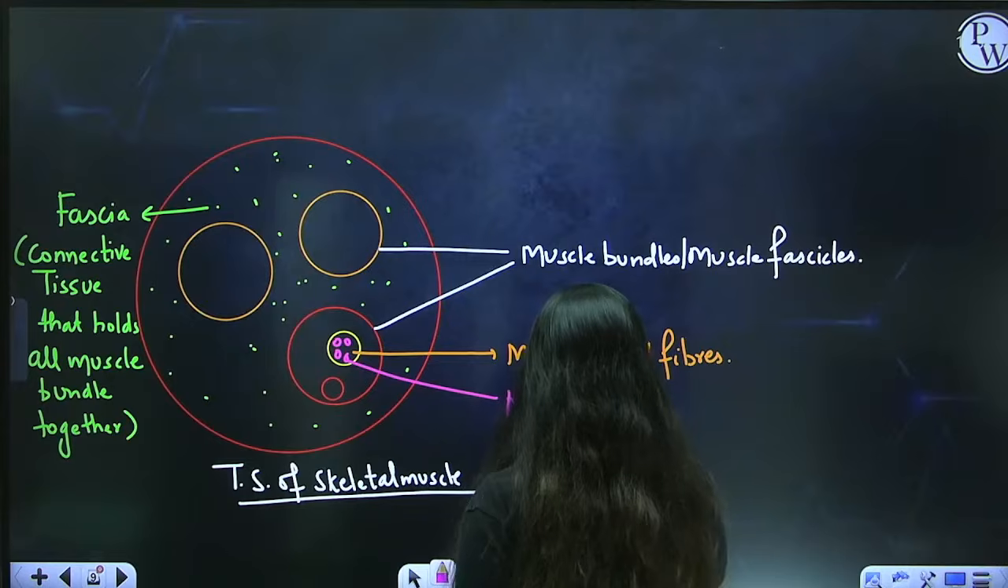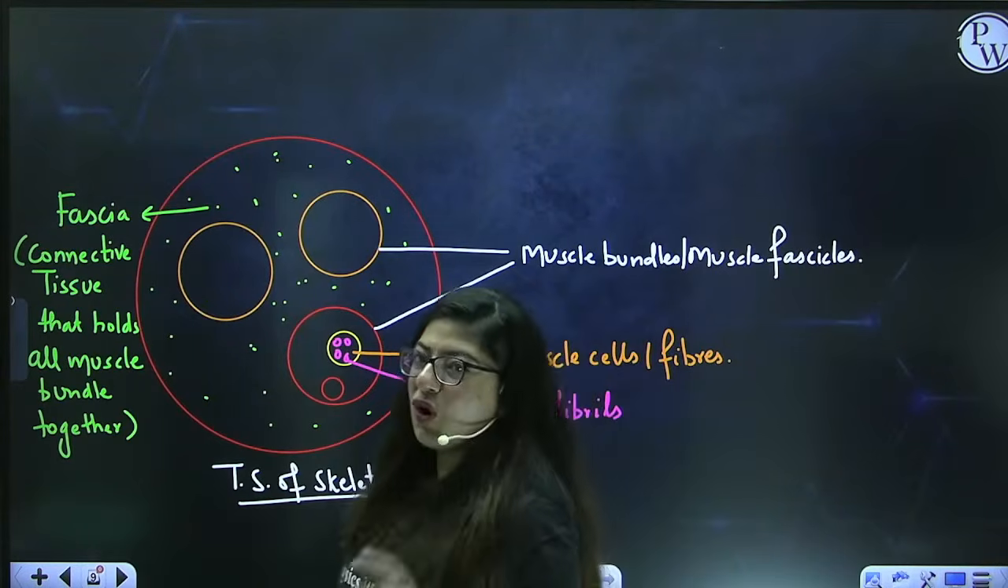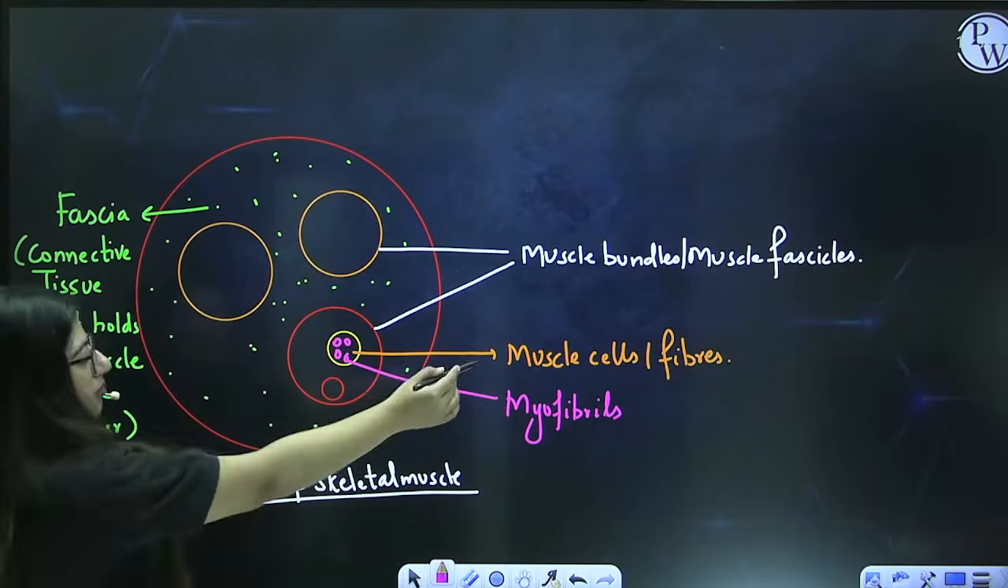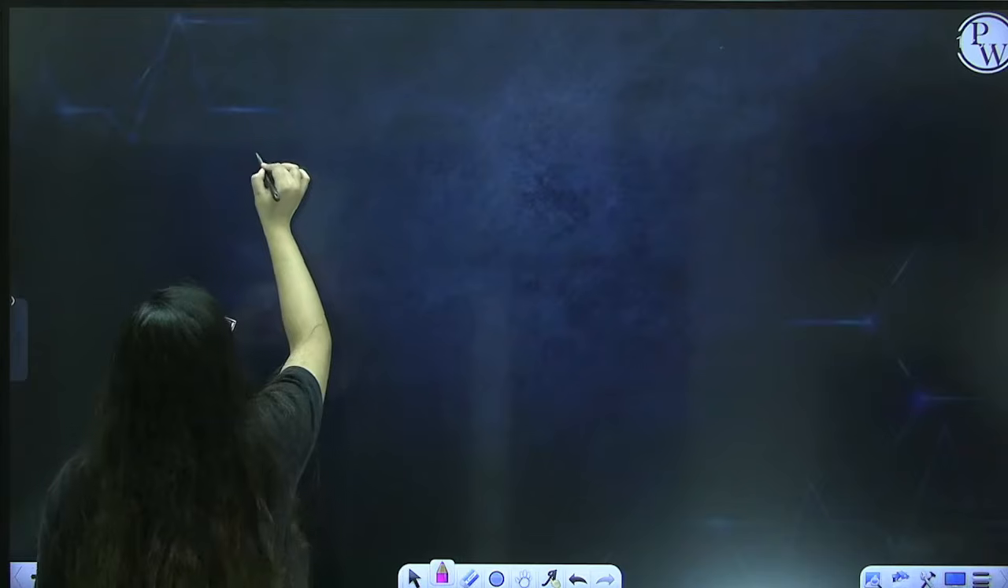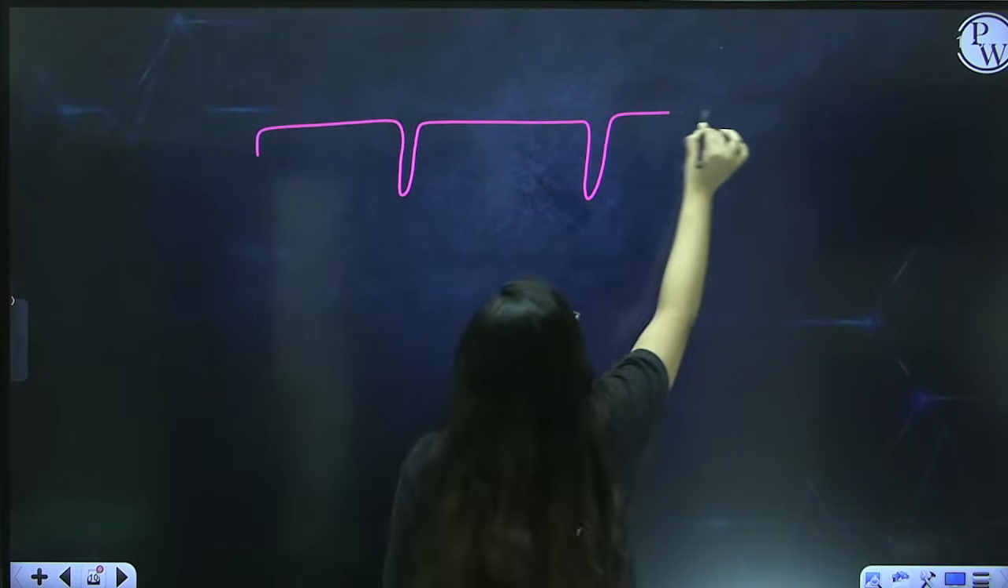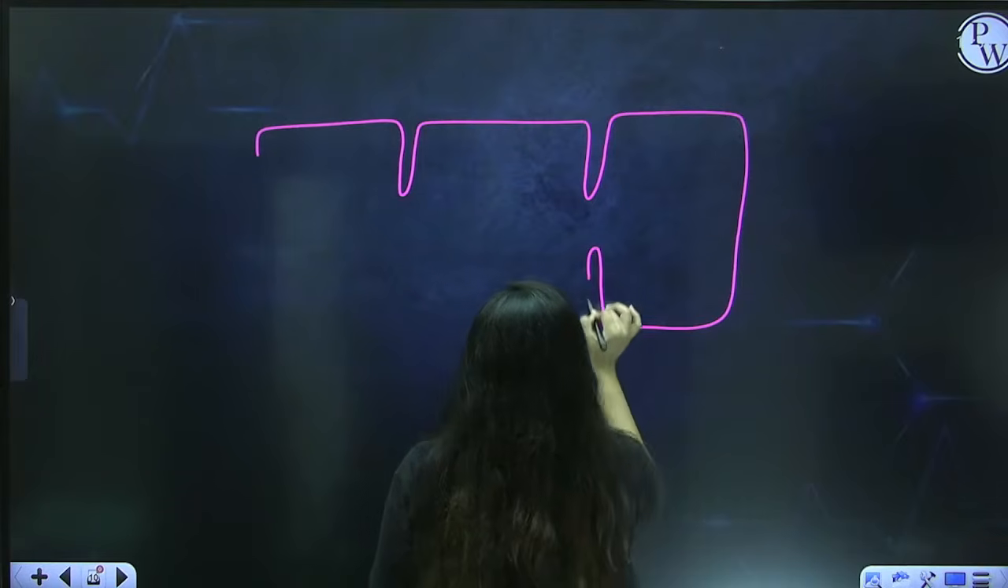Okay, these are what? Myofibrils. Now let's draw the structure of one skeletal muscle cell or skeletal muscle fiber. All right guys, as I've told you, this is cylindrical in shape. It is cylindrical in shape.